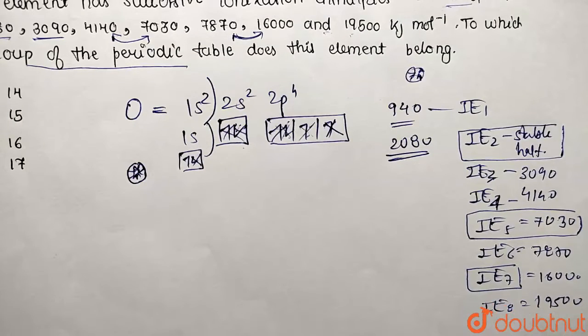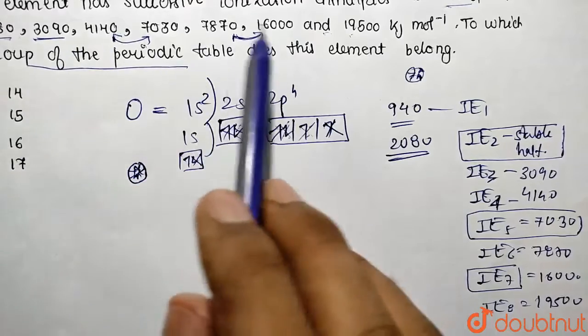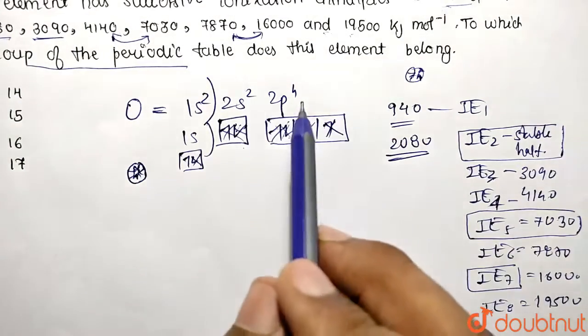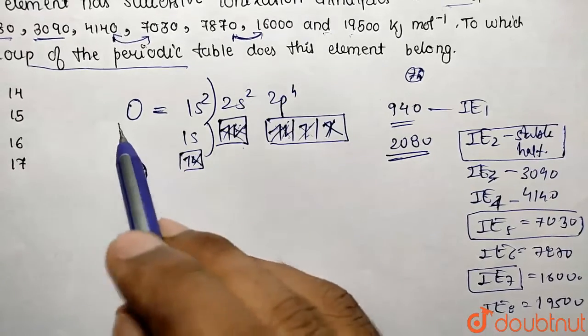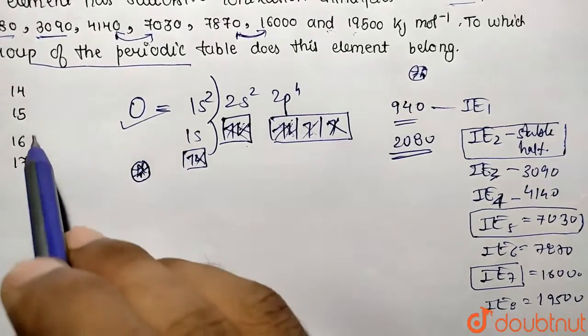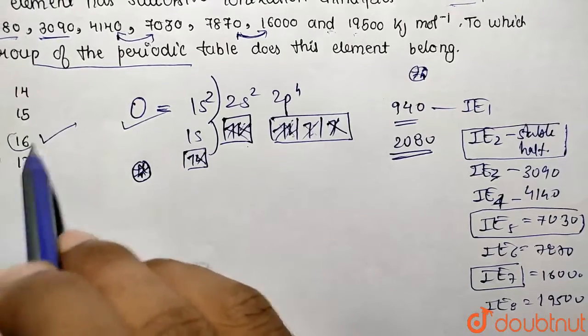So now you need to predict the element. Total values 1, 2, 3, 4, 5, 6, 7, 8 are given correspondingly. That means 4 plus 2 is 6 and 2 is 8. A total of 8 electrons are ionized. So this is going to be the oxygen element, which belongs to option 16th group: oxygen, sulfur, selenium. So 16th is the answer.